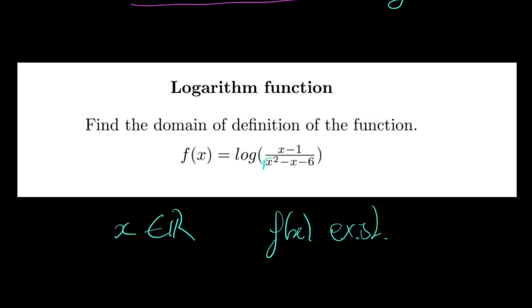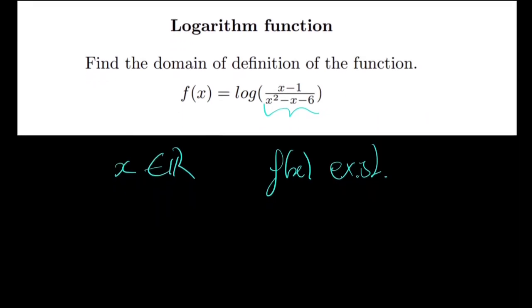We see that here we have a division, and so we want this to be different from 0. And then, what do we want? We also want to have something inside of the logarithm that is strictly positive. Let's start. What we want to do is to study this function and to find all the points where this is positive, such that x squared minus x minus 6 is different from 0.